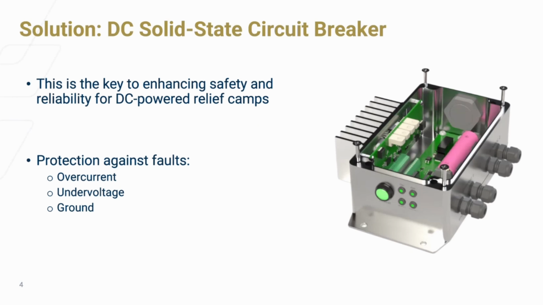Our solution is the DC solid-state circuit breaker. This is how we safely protect DC-powered relief camps, and the types of protection we provide are against overcurrent, undervoltage, and ground faults.